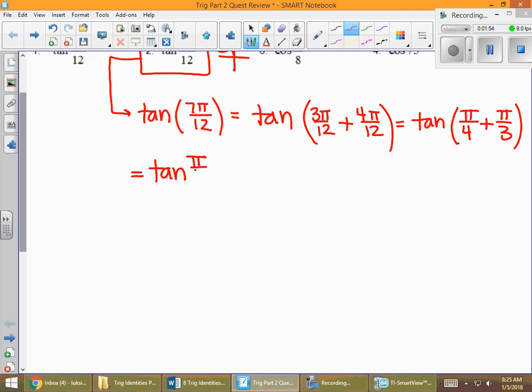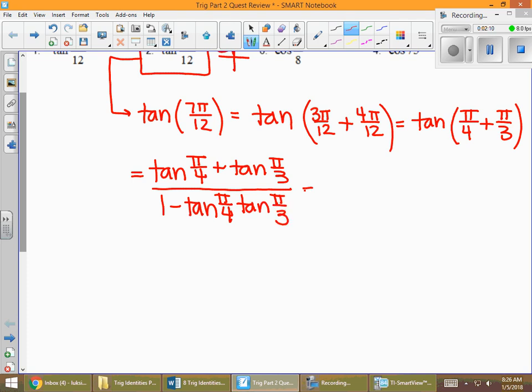So put this into our formula, tan of the first plus tan of the second, all over 1 minus tan of our first times tangent of our second. Tangent of pi over 4 is 1. Tangent of pi over 3 is radical 3. 1 minus. Tangent of pi over 4 is 1. Tangent of pi over 3 is radical 3.